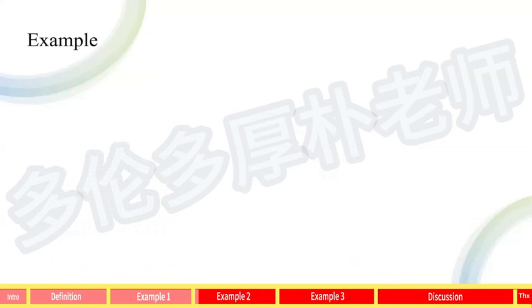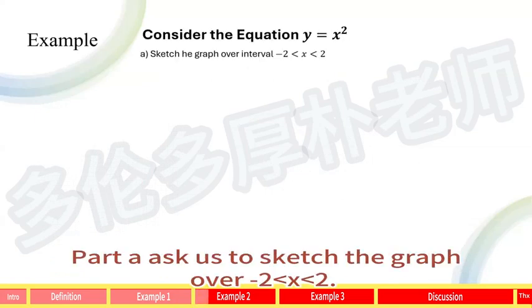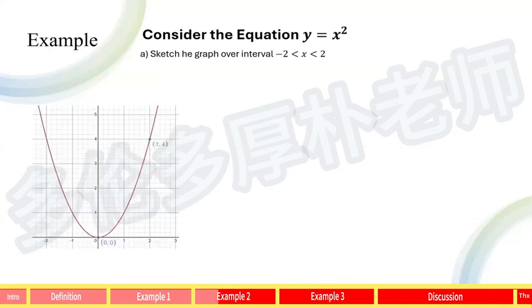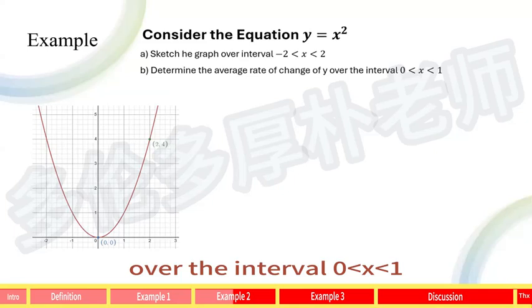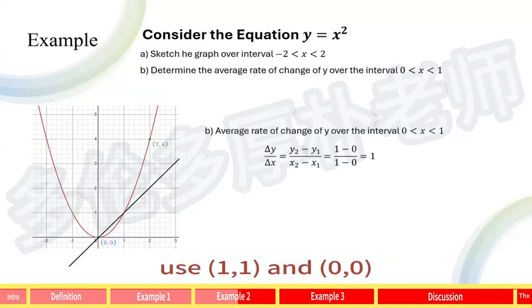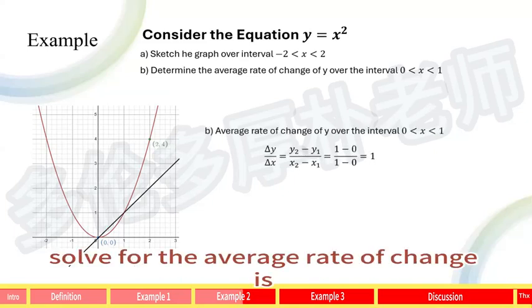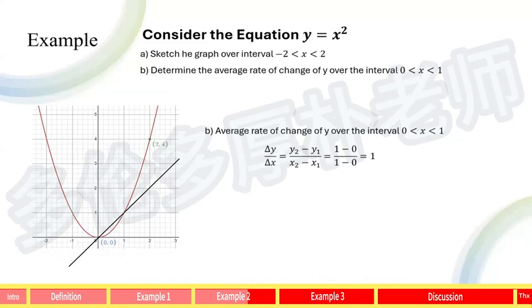Okay, let's continue. Consider the same function. Part A is looking for the graph over -2 to 2. Here's the graph. Part B asks for the average rate of change of y over the interval from 0 to 1. Use (1, 1) and (0, 0). Solve for the average rate of change, which is 1.